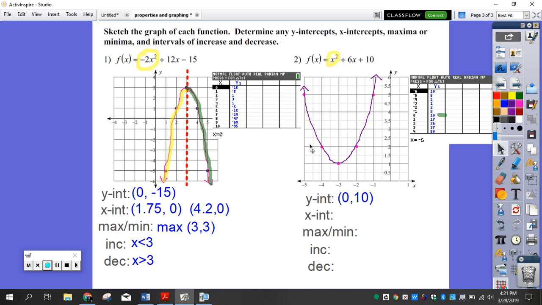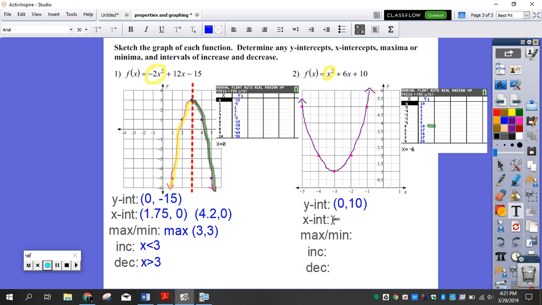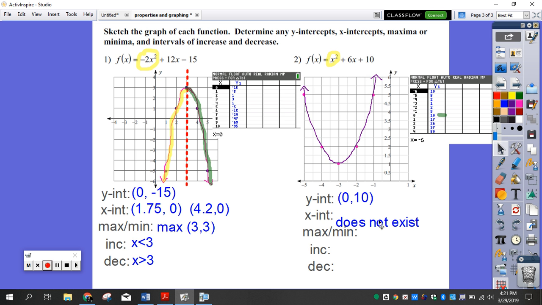The x-intercept, well, look at your graph. It goes down to y equals 1 and then goes back up. It's never going to cross the x-axis. Therefore, it cannot have an x-intercept. So we'd say does not exist. And you can have that with quadratics, just like you had it with exponentials. It may not cross the x-axis.